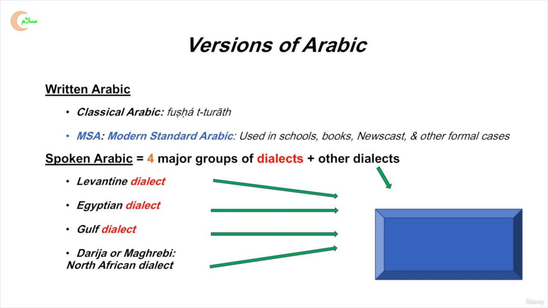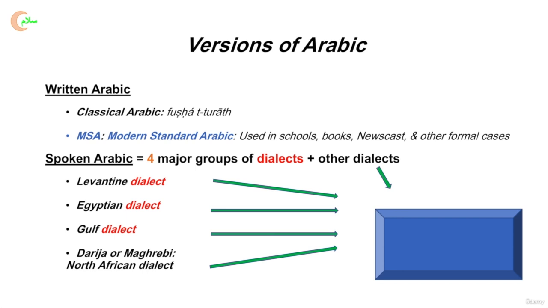So now that you know that Arabic is not only one type, you may wonder, how can Arabs really understand each other or communicate with each other? I have a question for you. What is the language that is common between all Arabs that all Arabs learn? Right. MSA, Modern Standard Arabic.